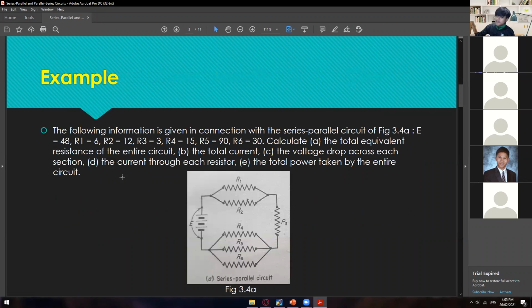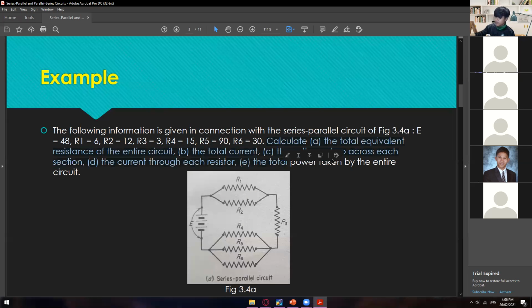Okay, so let's have a super simple example. We have here this circuit wherein, as you guys can see, R1 is parallel with R2, and then R4 is parallel with R5 and parallel with R6. And then the only one that is in series connection is the R3. All right, so the following information is given in connection with the series parallel circuit of figure 3.4a, which is this one. So E is equal to 48 volts, R1 is 6 ohms, R2 is 12, R3 is 3, R4 is 15, R5 is 90, and then R6 is 30.